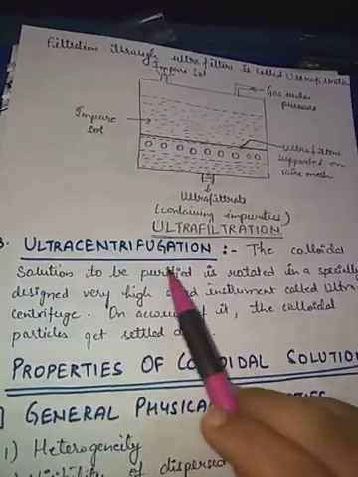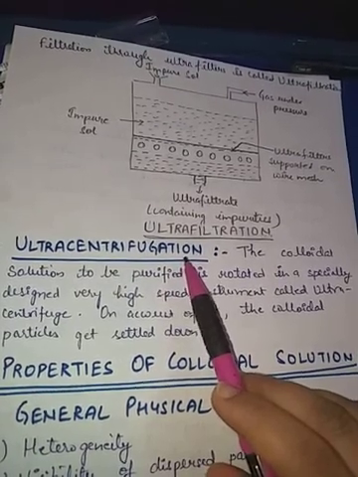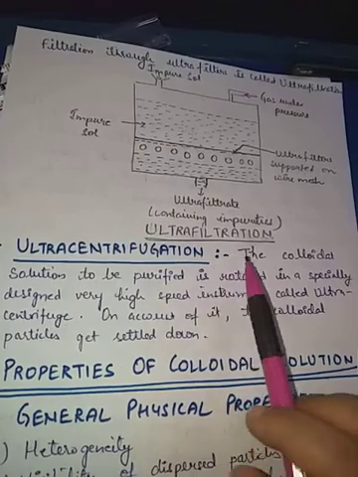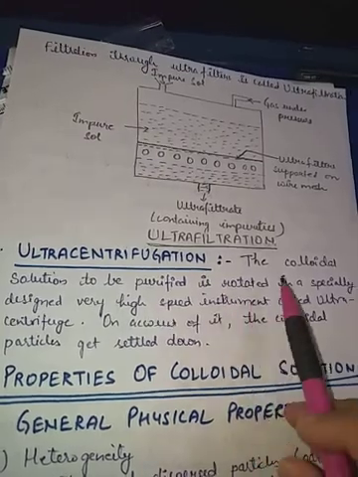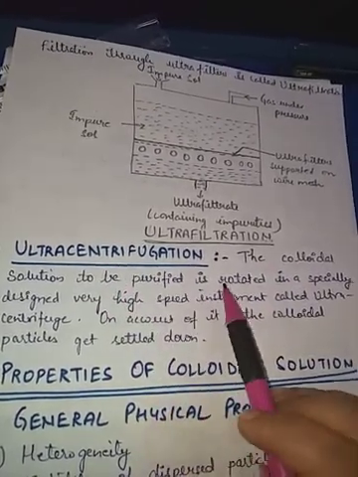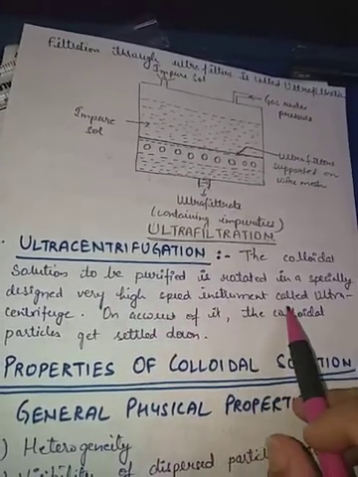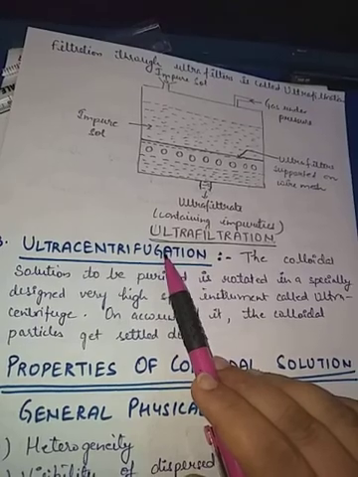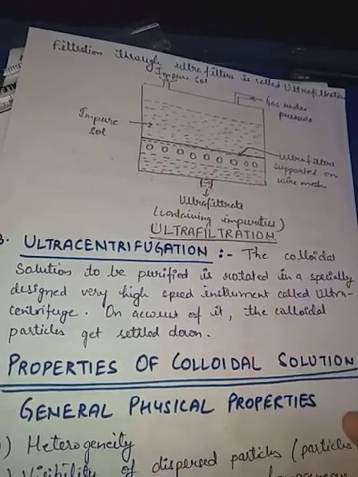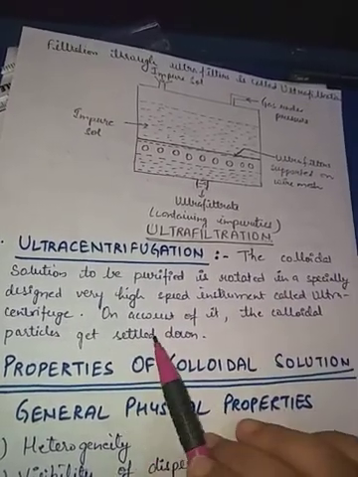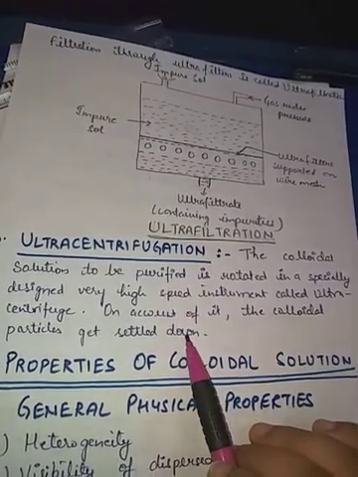Now the next process is ultracentrifugation. Centrifugation uses a machine in which the colloidal sols are rotated at high speed. The colloidal sol to be purified is rotated in a specially designed very high speed instrument called an ultracentrifuge. Due to that, the colloidal particles get settled down at the bottom. This is how we can separate the colloidal solutions.